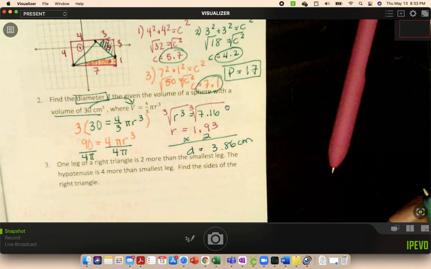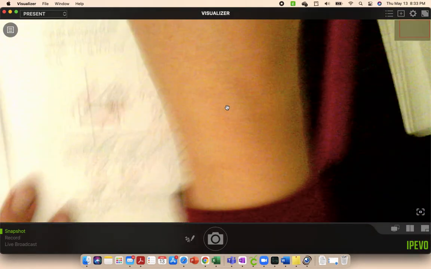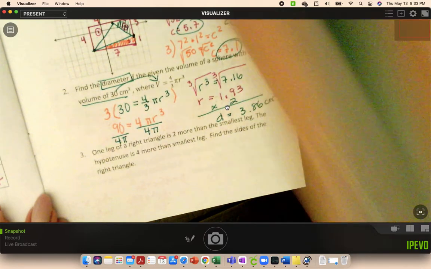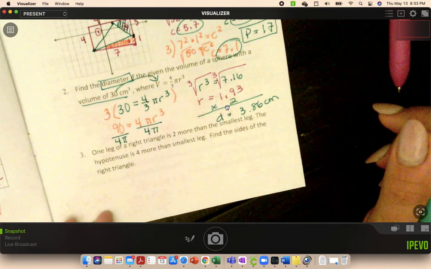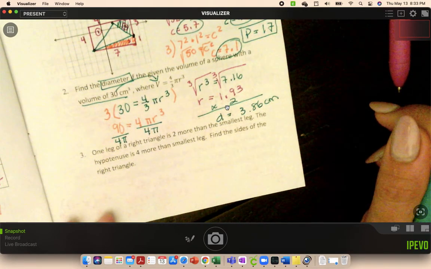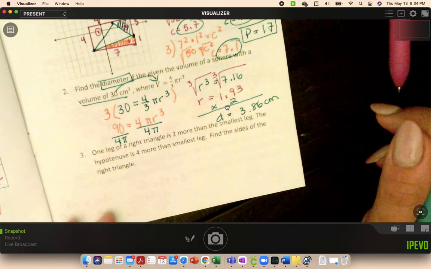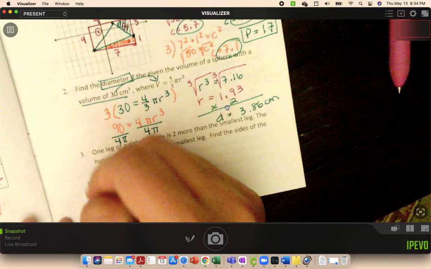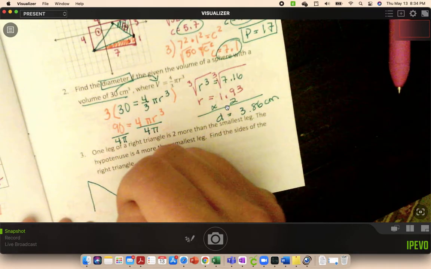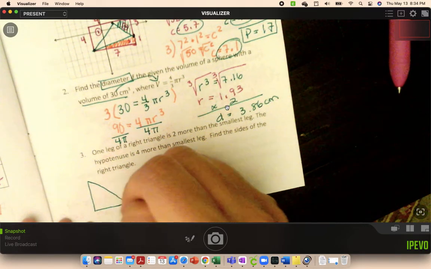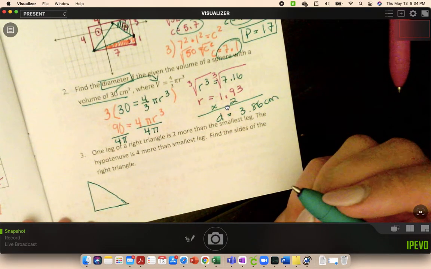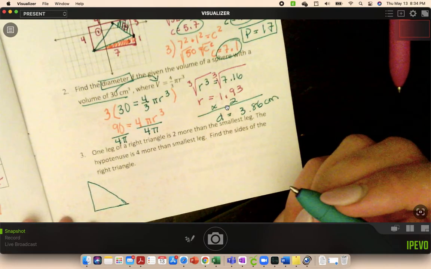All right, let's take a look at our last question. One leg of a right triangle is 2 more than the smallest leg. The hypotenuse is 4 more than the smallest leg. Find the sides of the right triangle. All right, so let's go ahead and start with a diagram. One leg of a right triangle is 2 more than the smallest leg, and the hypotenuse is 4 more than the smallest leg.